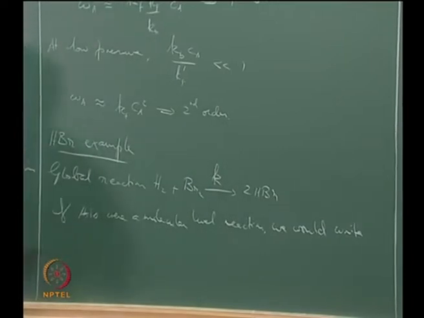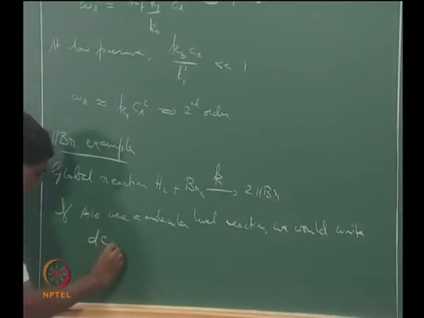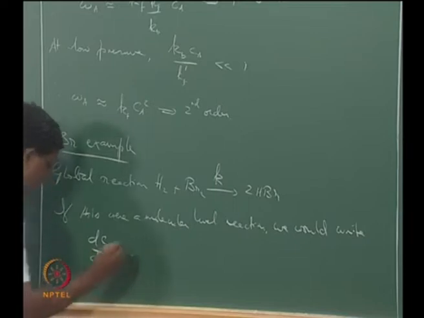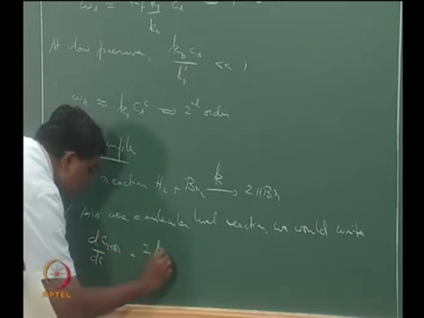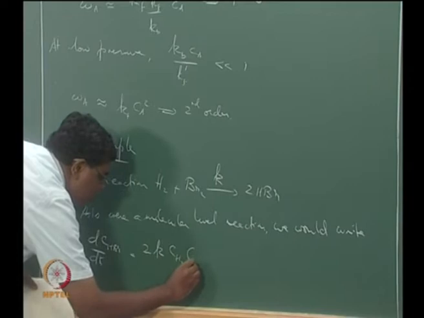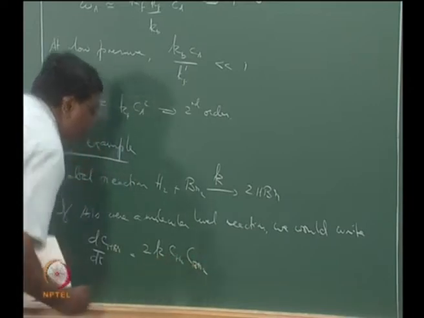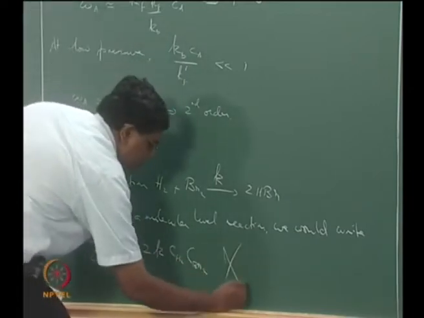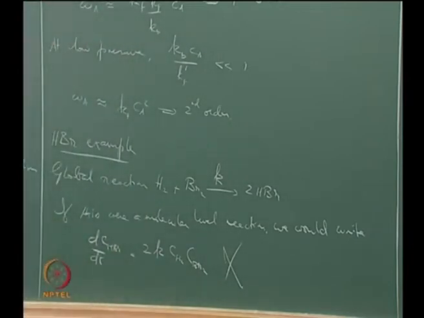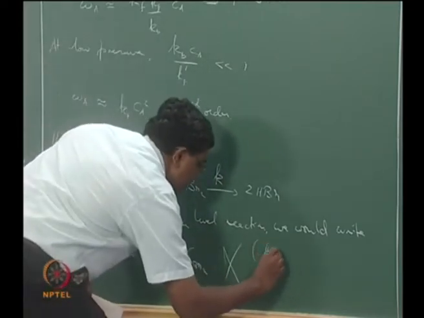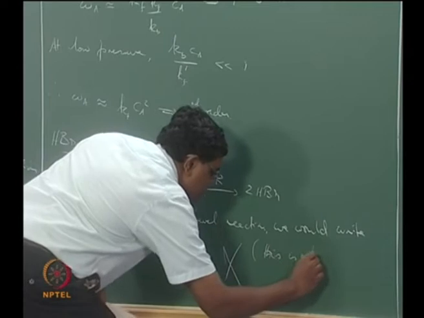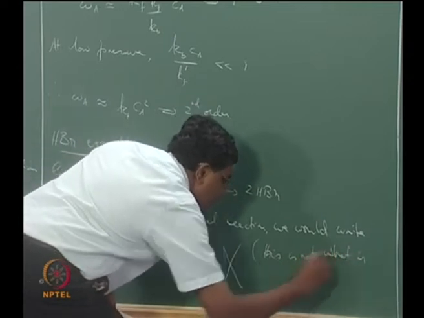We would write dCHBr divided by dt equal to twice k CH2 CBr2, but this is wrong. Why is it wrong? It's because it doesn't happen at the molecular level, not because of what we wrote, right? This doesn't happen. This is not what is observed.